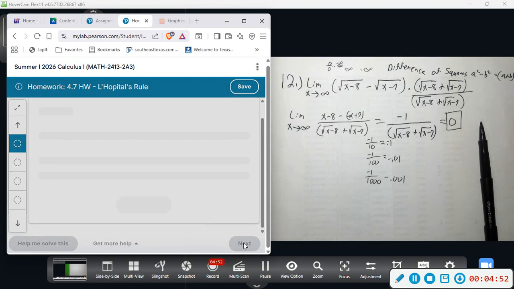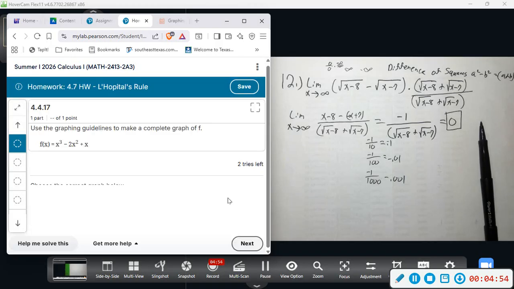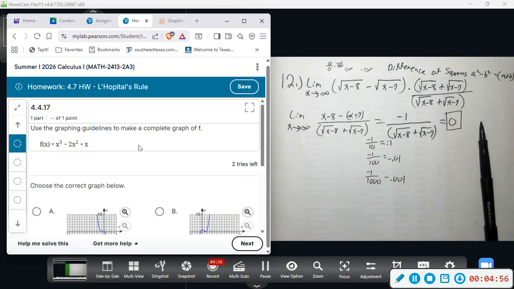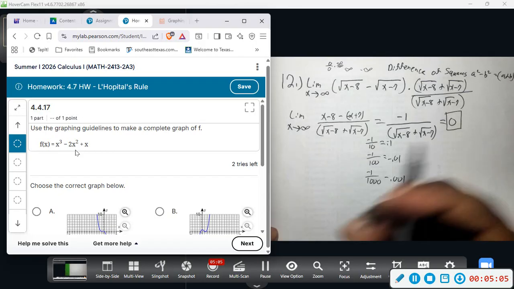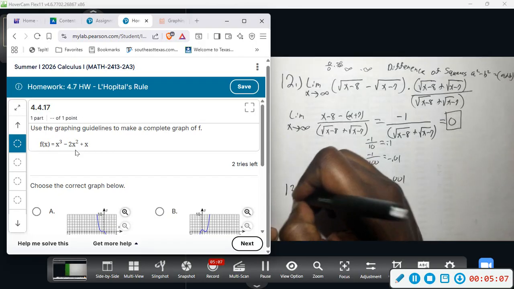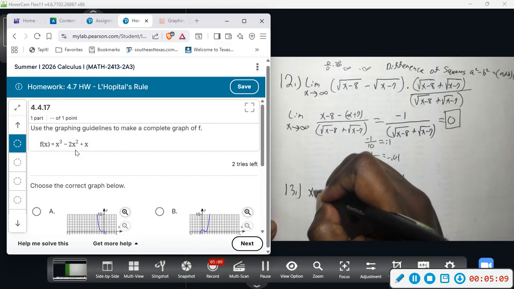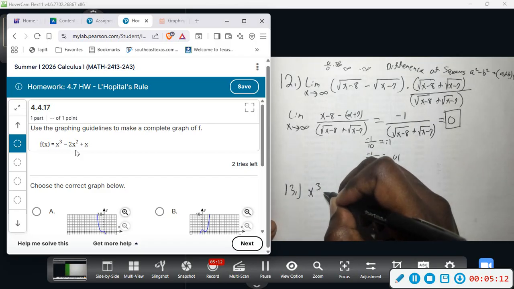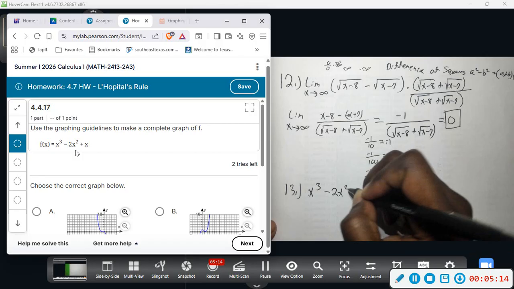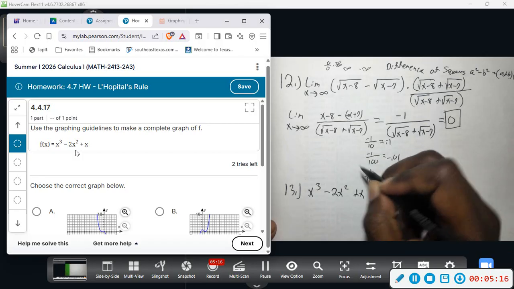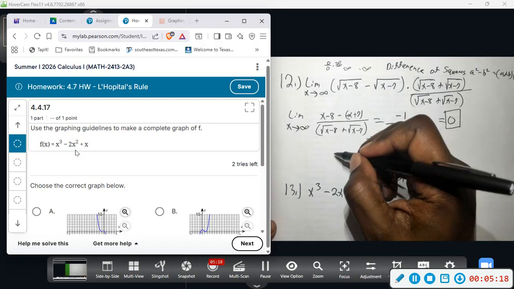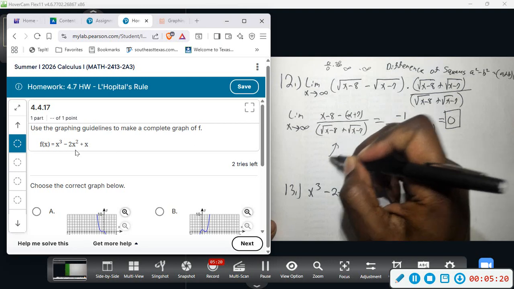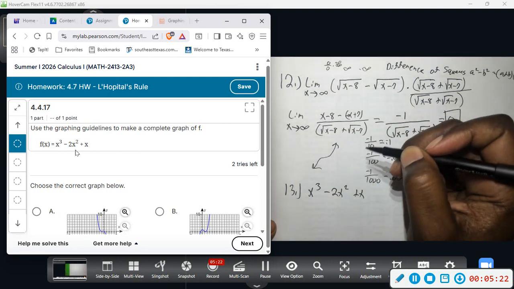All right, 13, we want to use graphing guidelines to make a complete graph, so a review of section 4. So this is a cubic function. We can do some algebra and graph this. X cubed minus 2x squared plus x. So odd degree, and it's positive, so my right side is going up, my left side is going down.